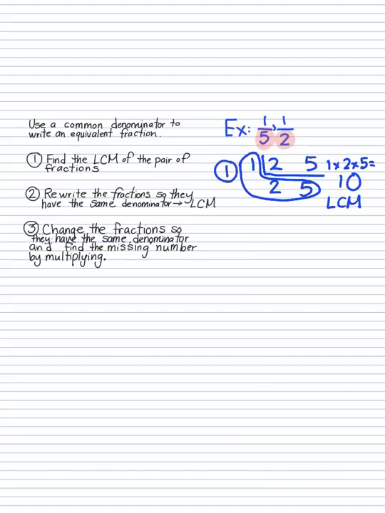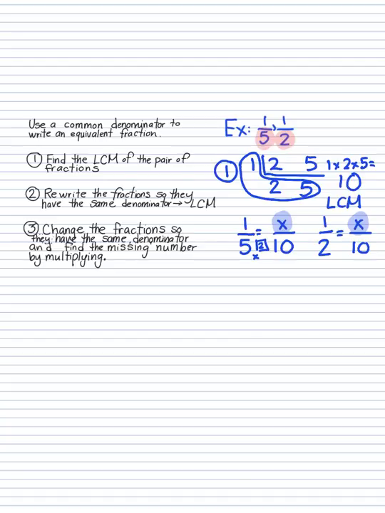Step 2 says rewrite the fractions so they have the same denominator. So I'm going to turn 1/5 into a fraction with a denominator of 10, and 1/2 is also going to have a denominator of 10. Now I need to figure out which number goes here. That's like my x, so this is like algebra. What number can I multiply 5 by to get 10? And the answer is 2.